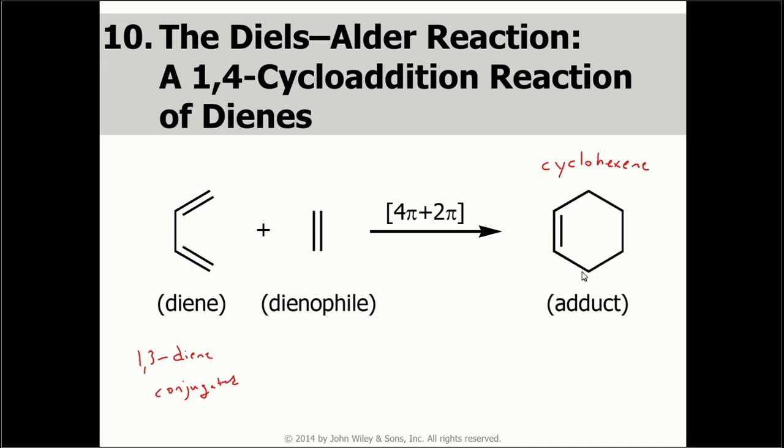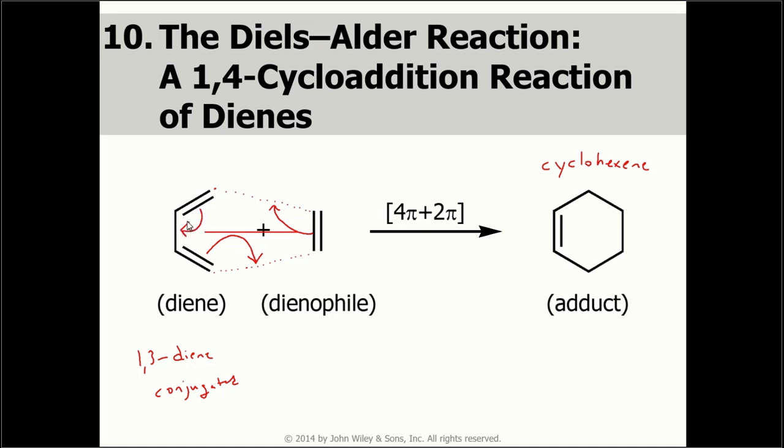The mechanism for this reaction is often drawn in this way. We imagine forming a new bond between this carbon and this carbon, the bottom carbon of the diene and the bottom carbon of the dienophile. So we're making a bond to this carbon. We'll need to break a bond from that carbon. We're making a bond from this carbon to that carbon. We'll have to break a bond at this carbon.